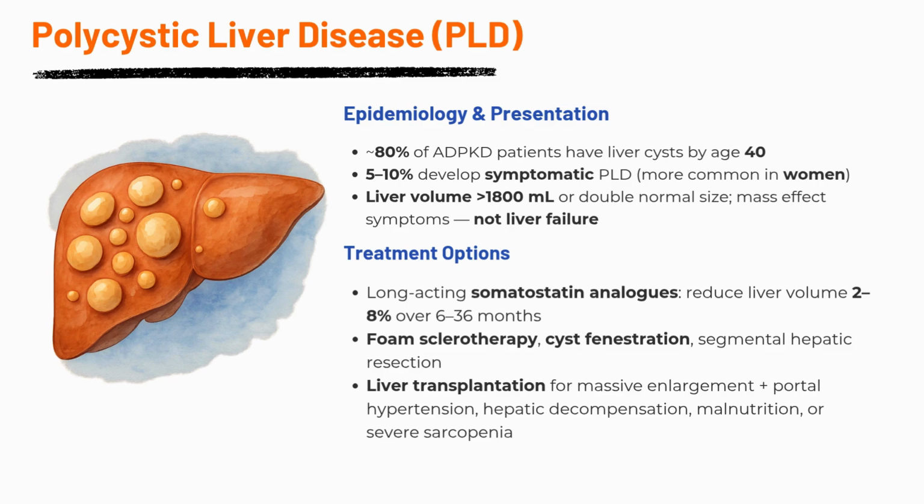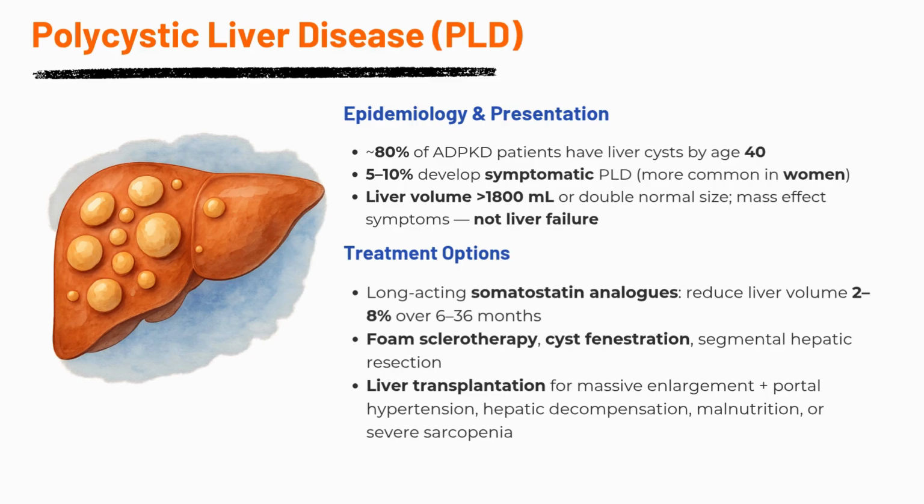From a medical standpoint, the main option is somatostatin analogs. These can reduce liver volume modestly, around 2 to 8% over 6 to 36 months. So they are useful in selected symptomatic patients, but expectations should be realistic. For patients with dominant cysts, we can consider targeted interventions.